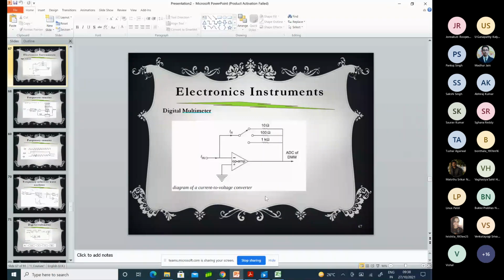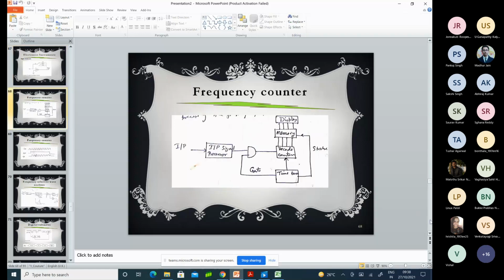So if you give some input current IN, it will go through the resistance, giving IR, and you will get the output which goes to the ADC of the DMM, the digital multimeter, the A to D converter. So ultimately, what this diagram does is, with the help of this, we can convert a current to voltage. If you give some current IN, based on this feedback resistance, the output of the amplifier will be a voltage, and that will go to the ADC. Okay, this is all about the multimeter.